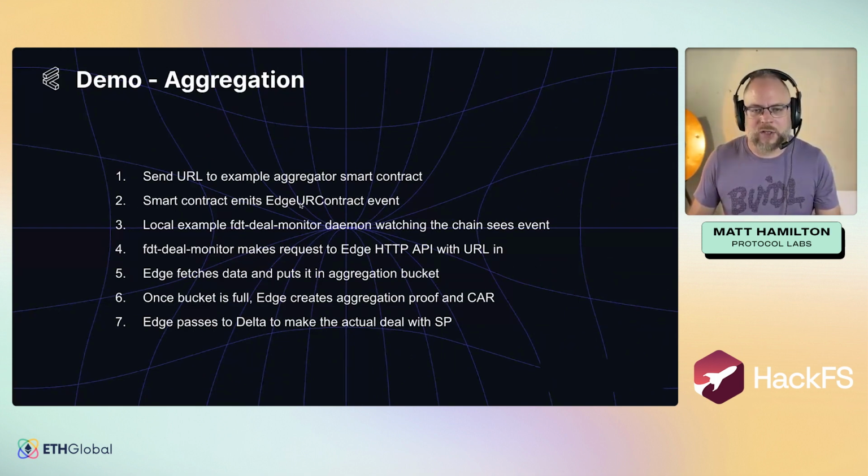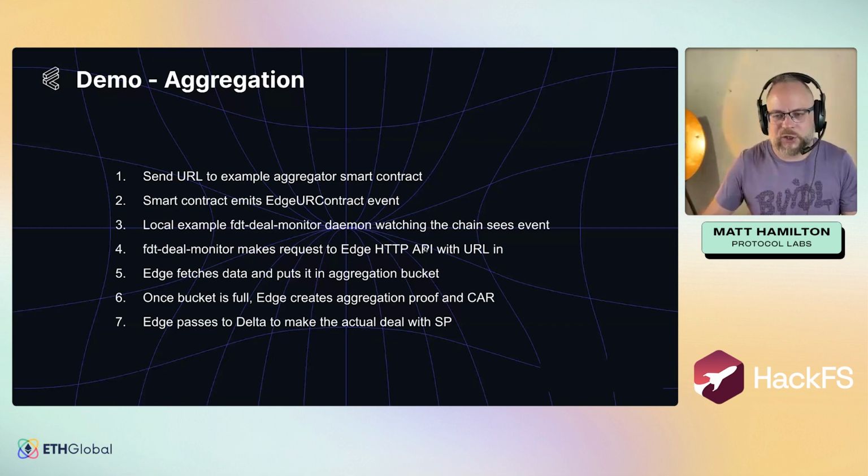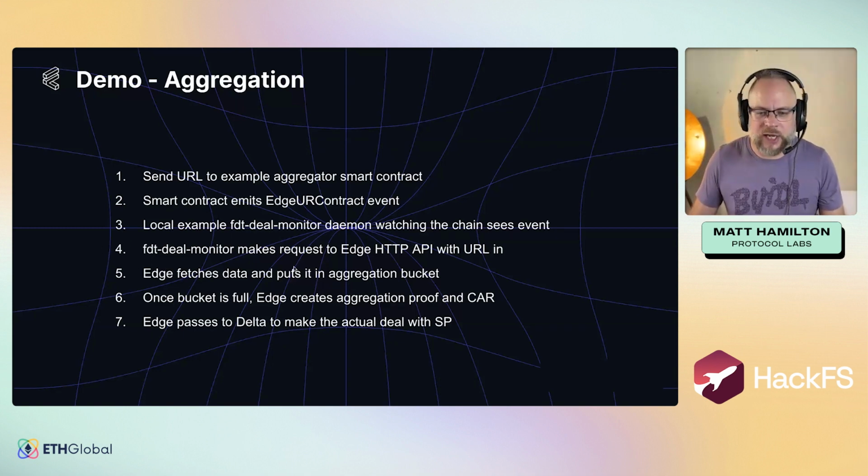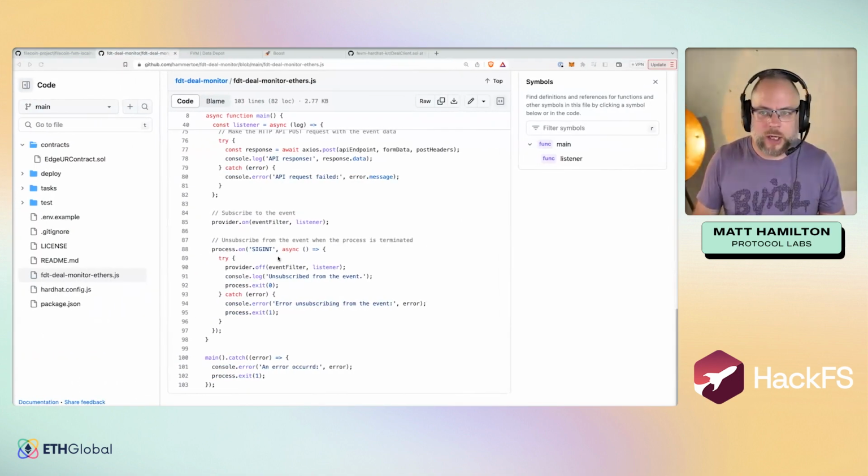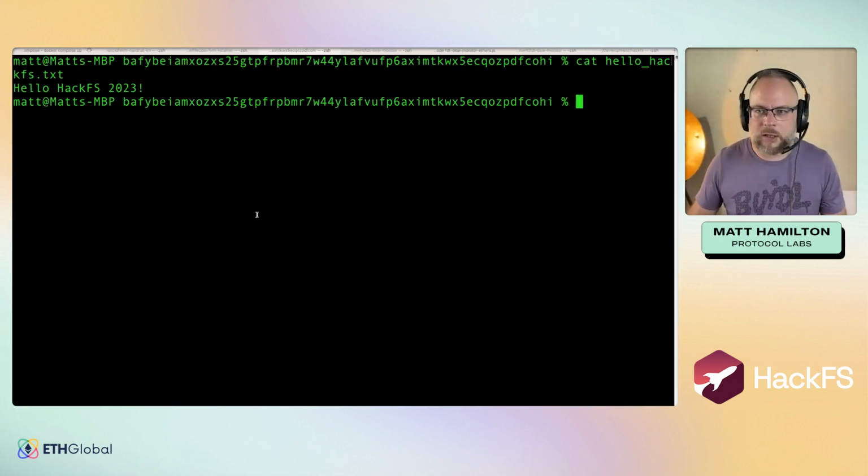So we send a URL to this example aggregator contract. The smart contract emits an Edge URL contract event. The local example FTT deal monitor daemon watching sees the event, makes a request to Edge HTTP, and Edge will fetch the data and put it in an aggregation bucket. Once the bucket's full, it will then create this aggregation proof and will actually pass it to Delta to make the storage deal with the storage provider. So let's see this here.